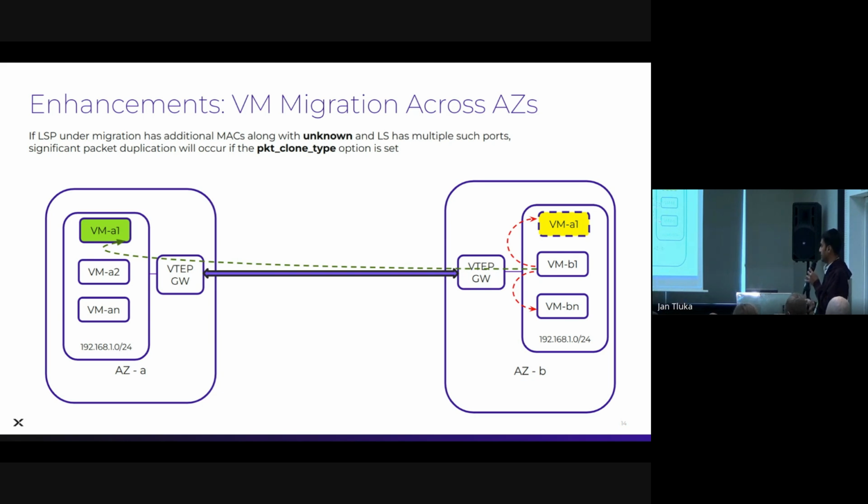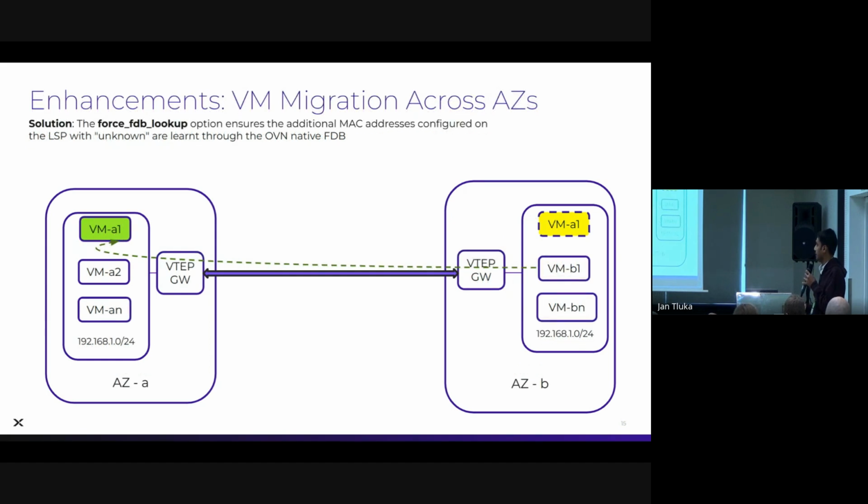So for that, we added a force FDB lookup option. As long as the port has unknown address configured, irrespective of whether there are fixed MACs or not, you don't install the static flow rules in the L2 lookup stage of the logical switch pipeline. So we make OVN always learn these MACs to the FDB table.